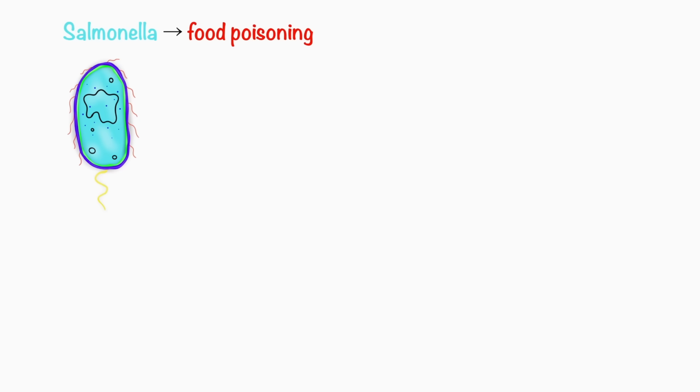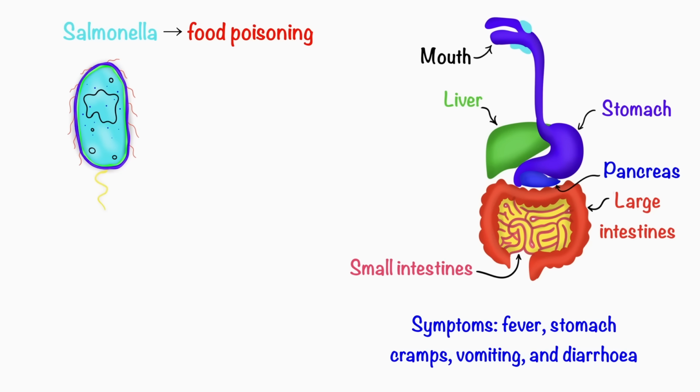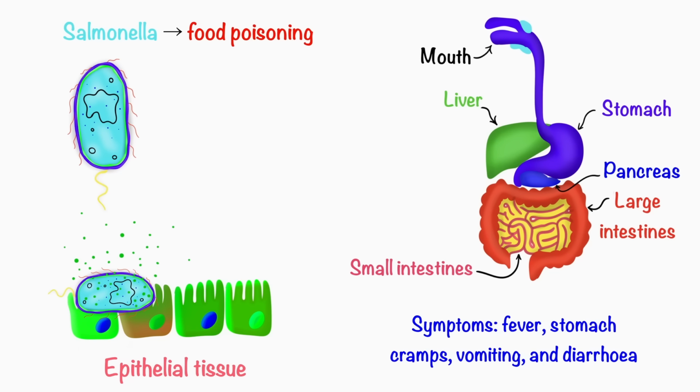Salmonella is a type of bacteria that causes food poisoning. People infected with salmonella experience fever, stomach cramps, vomiting, and diarrhea. These symptoms usually appear within a day or two of infection. These symptoms occur because the bacteria produce toxins that irritate the digestive system.